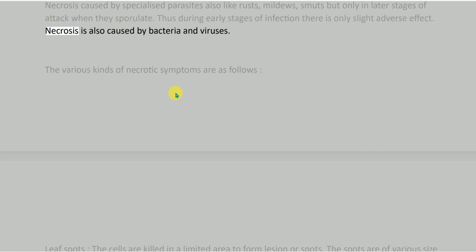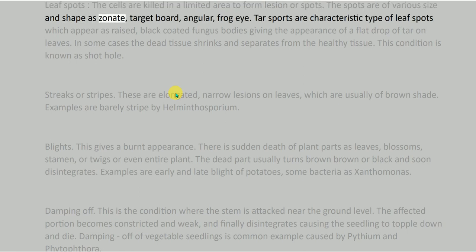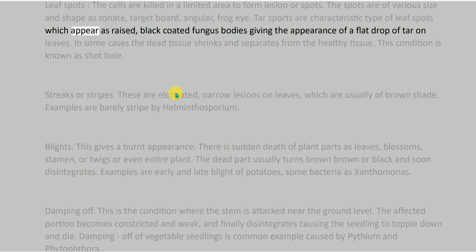Necrosis is also caused by bacteria and viruses. The various kinds of necrotic symptoms are as follows. Leaf spots: the cells are killed in a limited area to form lesions or spots. The spots are of various sizes and shapes, such as zonate, target board, angular, frog eye. Tar spots are a characteristic type of leaf spots which appear as raised, black-coated fungus bodies giving the appearance of a flat drop of tar on leaves.